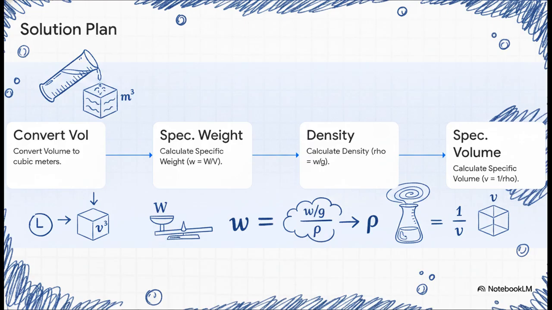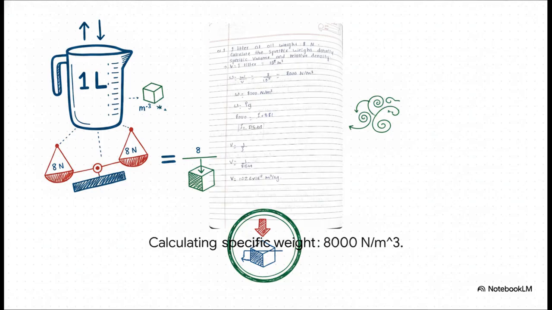Let's run the numbers. First up, volume. 1 liter is mathematically equal to 10 to the negative third cubic meters. That's step 1 done. For step 2, our formula for a specific weight, little w, is total weight divided by volume. So we divide the 8 Newton weight by 10 to the negative third cubic meters. This yields a specific weight of precisely 8,000 newtons per cubic meter.